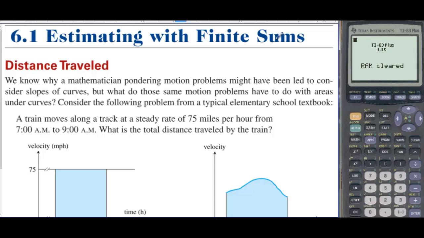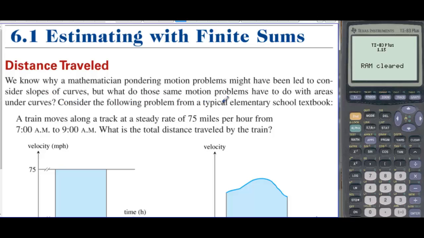6.1 Estimating with finite sums. Distance traveled. We know why a mathematician pondering motion problems might have been led to consider slopes of curves, but what do those same motion problems have to do with areas under the curves?